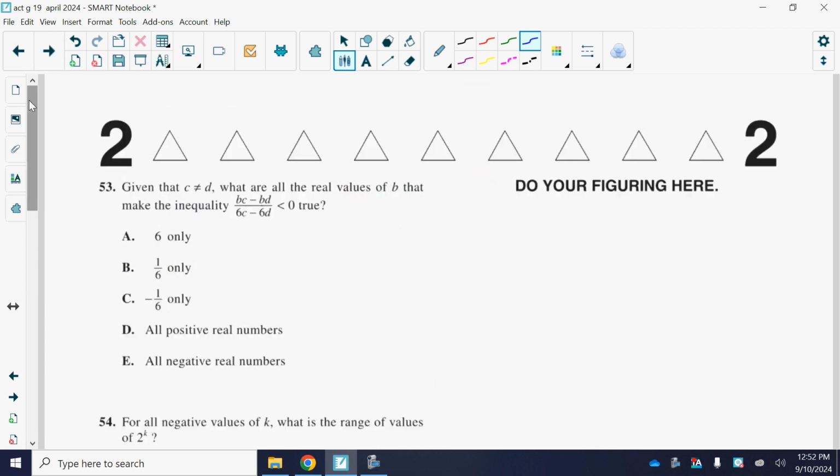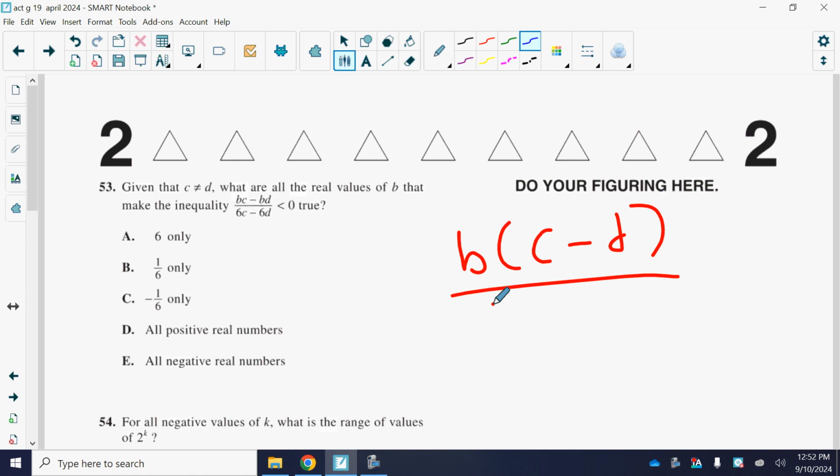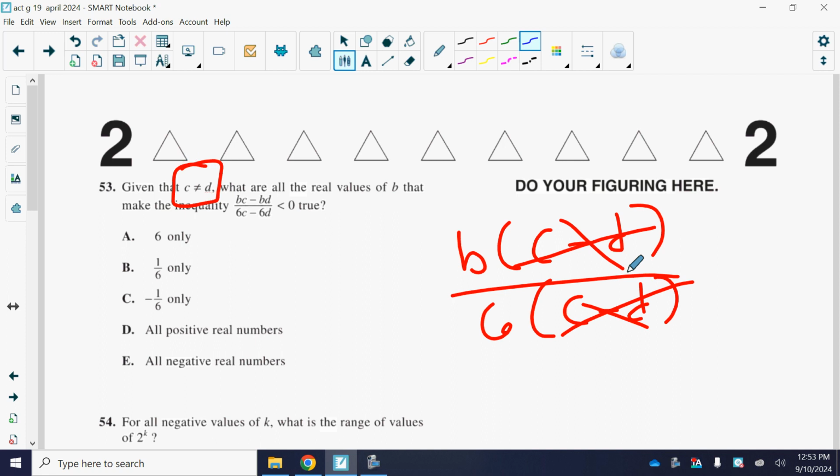Ouch. I'm getting tired. This one is factor cancel. On the top, there's a common B. On the bottom, there's a common 6. So C minus D cancels. That's why you have this. If C equals D, we would be dividing by 0, and that's illegal. So the only way this is true, kind of like the last problem, is if B is negative. So B has to be a negative number to make this true. B over 6, the only survivor, is only going to be negative if B is negative.